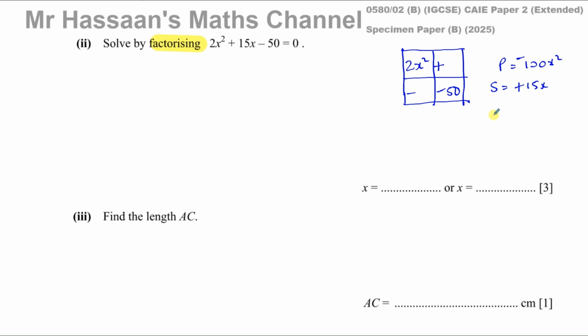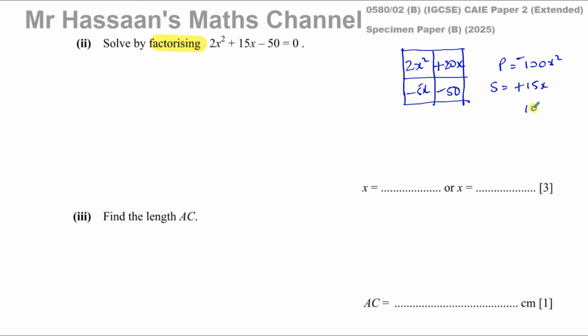It's basically 20 and 5. 20 has to be positive, so 20x and minus 5x. Those are the two numbers. When you multiply them, you get 100, and when you add them, you get positive 15x. So that's quite simple to find.